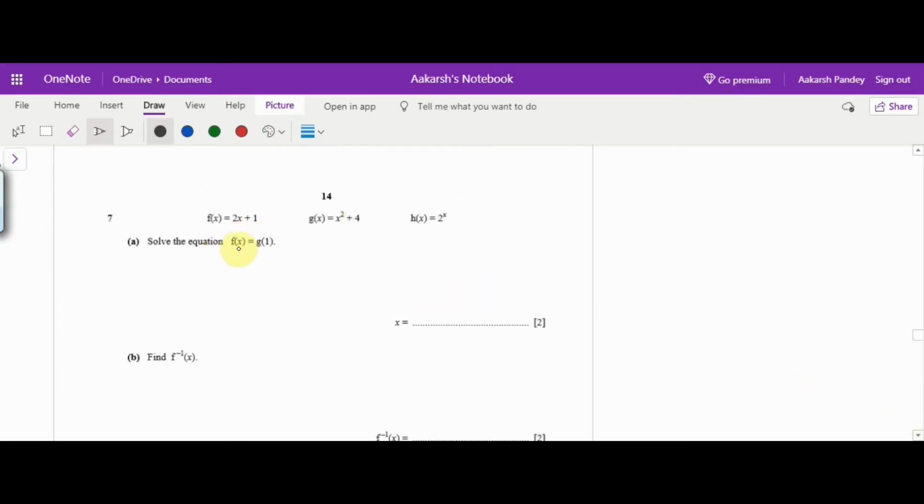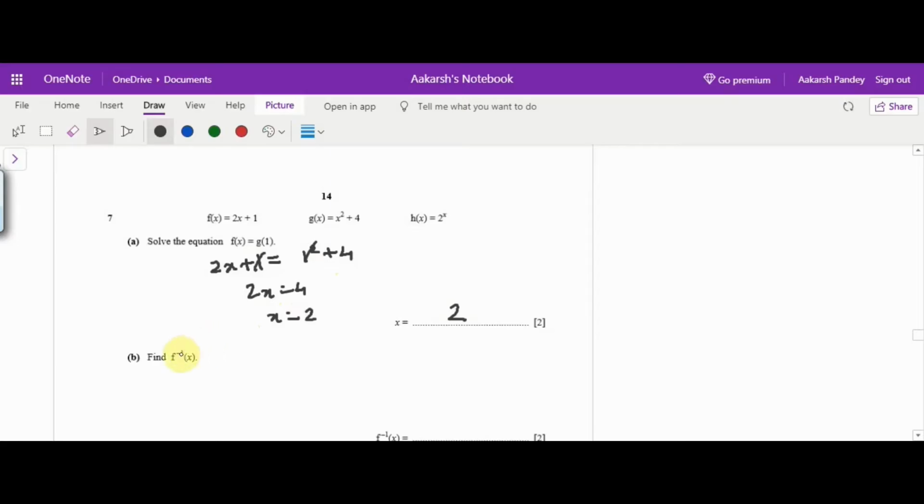Here we have to solve when f of x is equal to g of 1. f of x is 2x plus 1. g of 1 means 1 square plus 4. So I'll just subtract 1 from both sides. So 2x is equal to 4. x is 2. The value of x is 2.